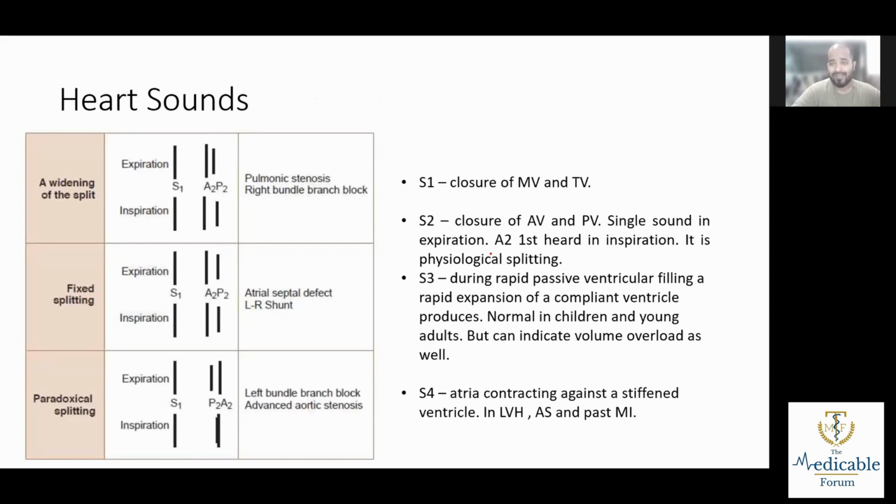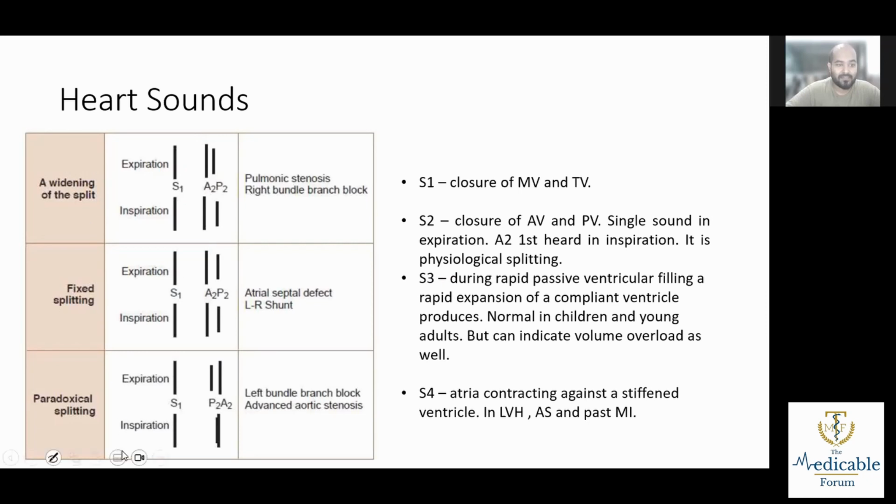But we need to know that during inspiration, it's made in a way where when we are breathing in, the blood should remain a lot in the pulmonary circuit so that it gets oxygenated. And when we are breathing out, we don't need the blood to remain in the pulmonary circuit, so the blood remains more on the left side. That is why during inspiration, the pulmonary component closes late. That causes a physiological splitting, so that's called the physiological splitting.